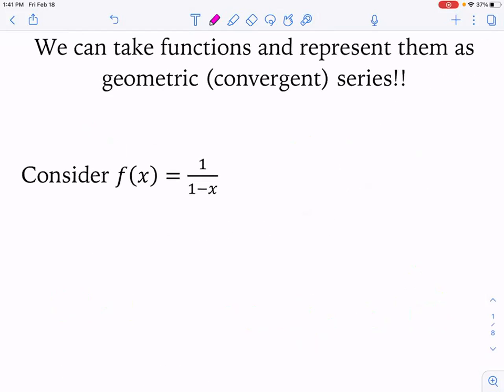What we're going to do is take functions and represent them as geometric series. So for example, 1 over 1 minus x, write it down.